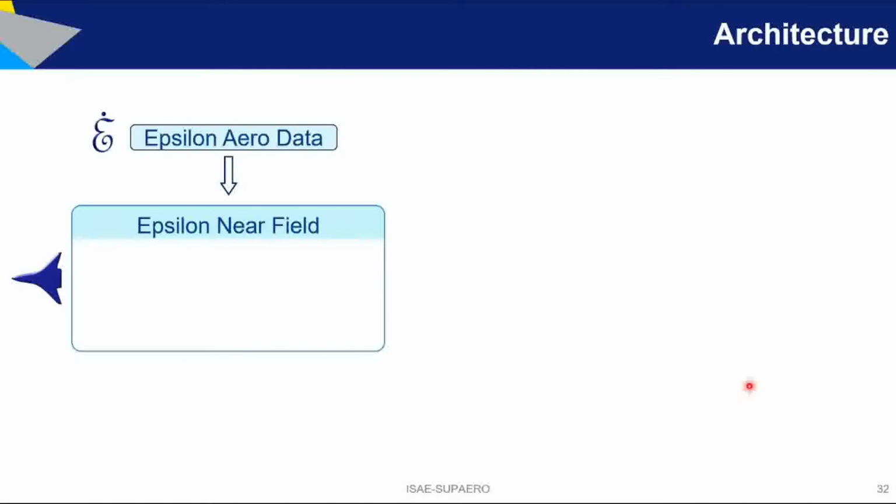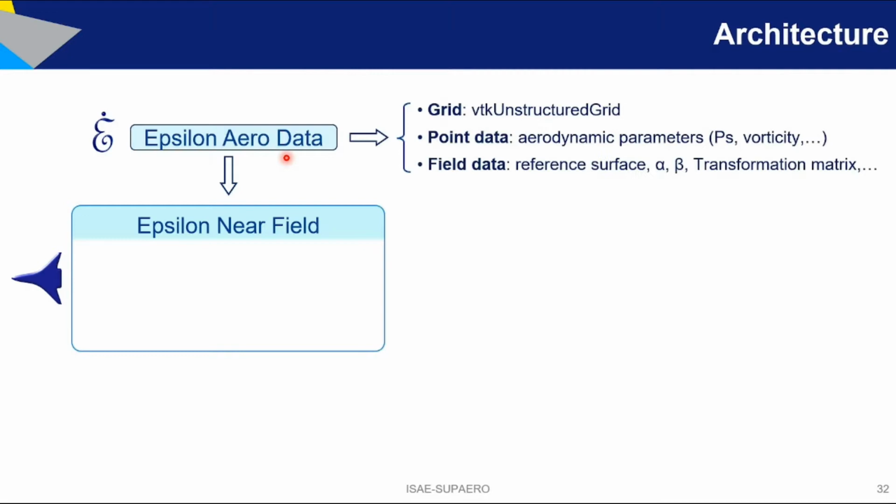Well, in order to understand how it works in the background, what operations are performed by Epsilon Near Field, we have to understand that basically it takes information available at Epsilon aerodata. So what's the information that it takes? First of all, it takes the grid, basically. It will take the VTK unstructured grid generated by Epsilon aerodata, because this is the data that will be used to extract the body surface.